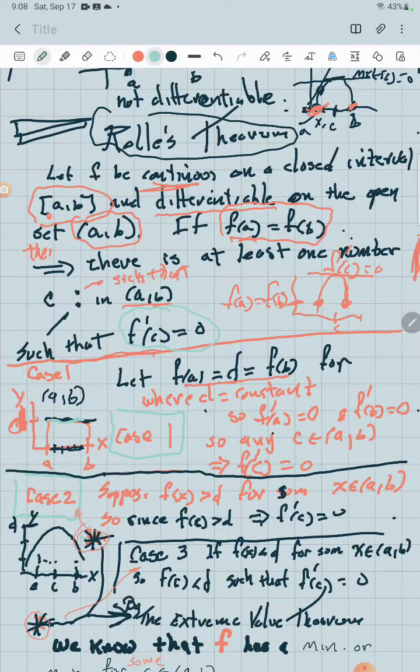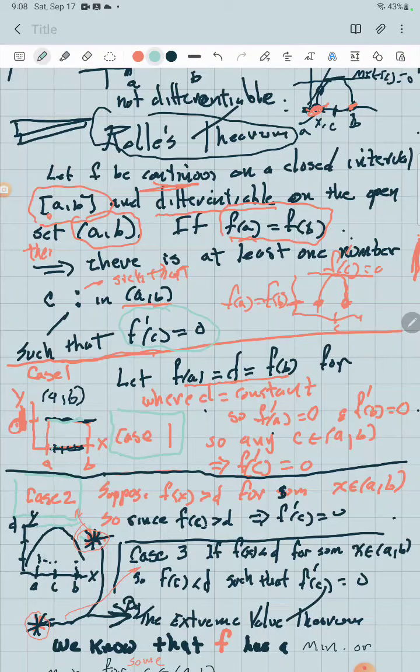That slope is 0 at any value of x between a and b, or any value of c between a and b. Now that's the easiest. Now case 2 is when we have something where c is underneath the hump, so to speak. So we would know that there must be a tangent line somewhere that is equal to 0.